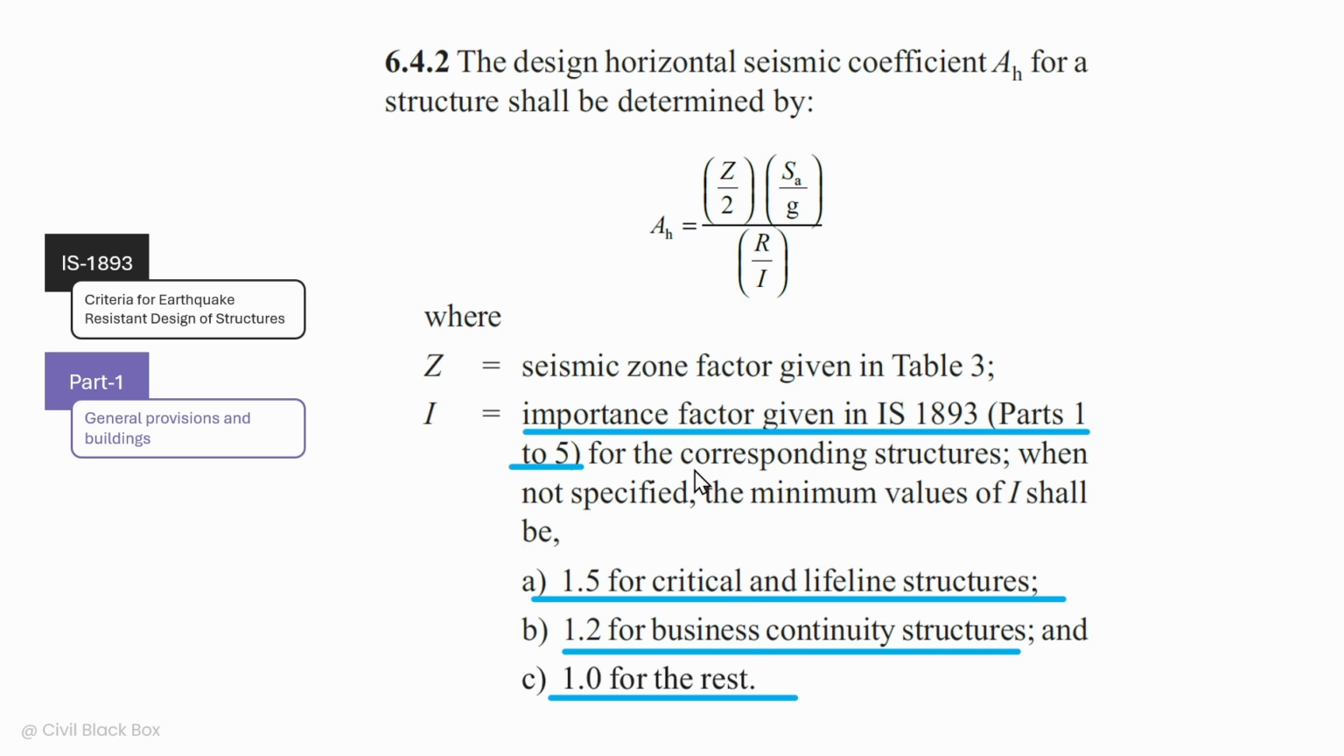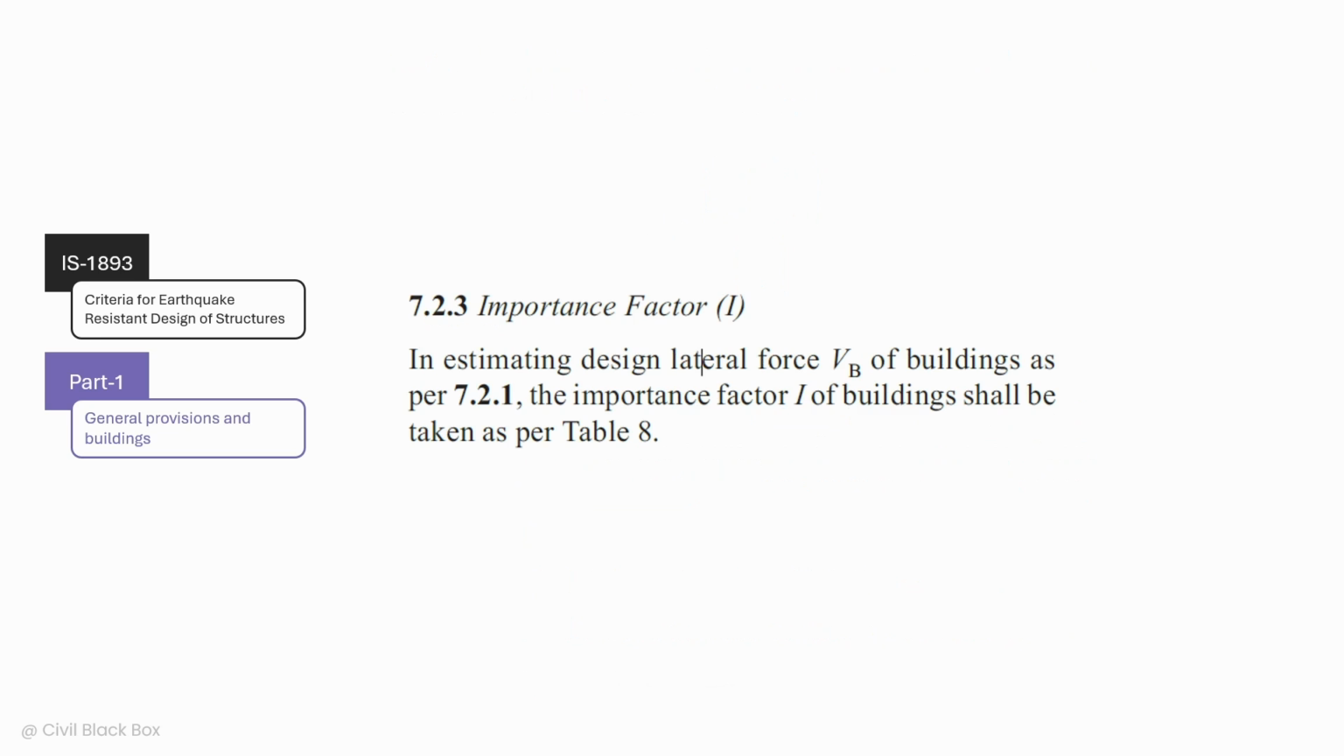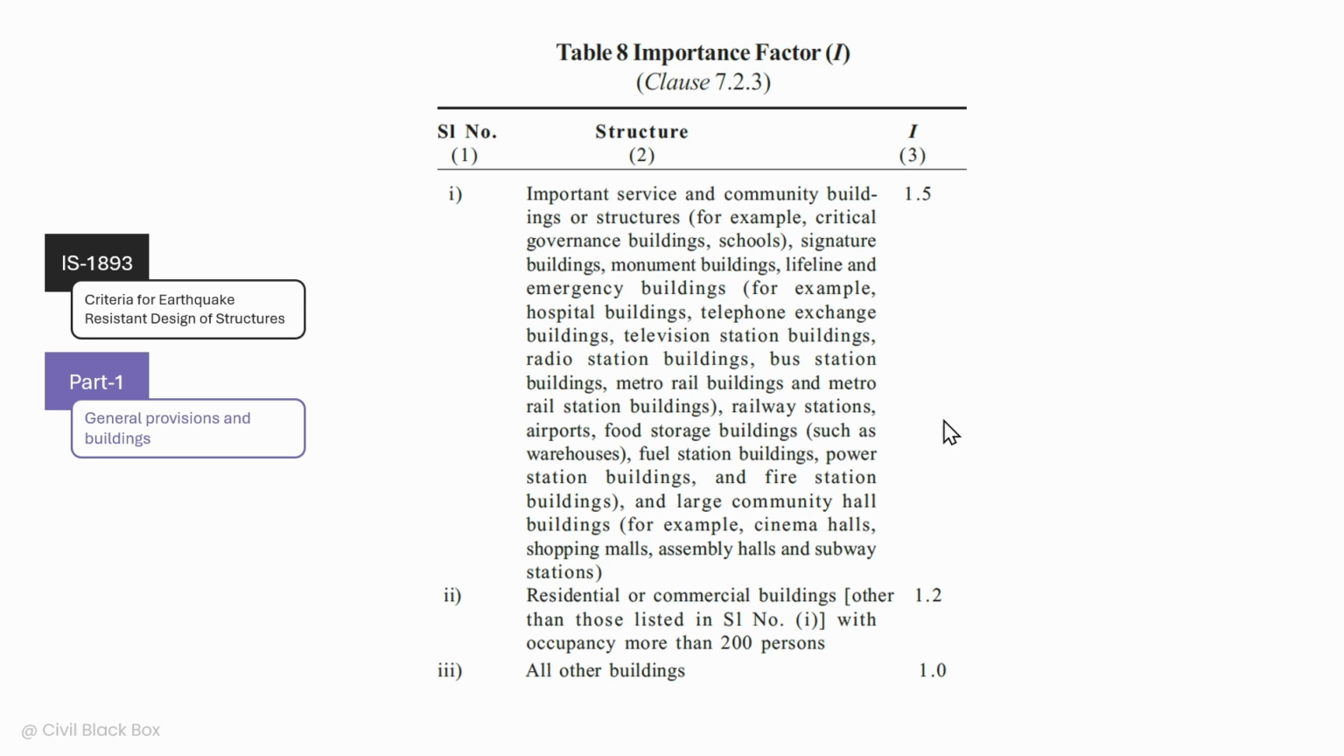But again, it is said that the importance factor is for corresponding structures, so it differs for different structures. Let's have a look. This is 7.2.3 again from Part 1, which says that in estimation of VB, we take the importance factor of building as per Table 8. Table 8 is given as follows, where the important services are given a value of 1.5.